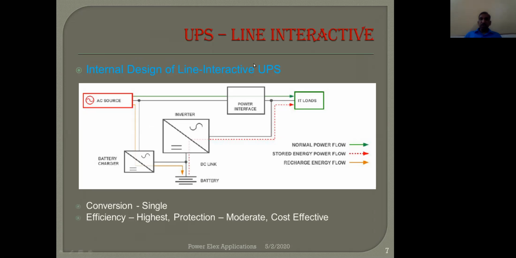Efficiency good, conversion single, protection moderate, meaning it cannot provide a high degree of protection because this power interface may pass some of the fluctuations, and it's quite a cost effective solution. Whenever some disturbances are observed, it will switch to the inverter. So protection is moderate, it's not low, but it cannot claim to be the highest. So it is a cost effective and good solution.